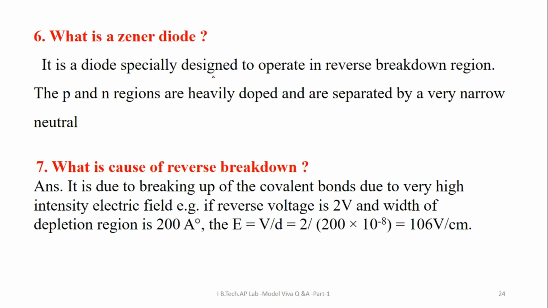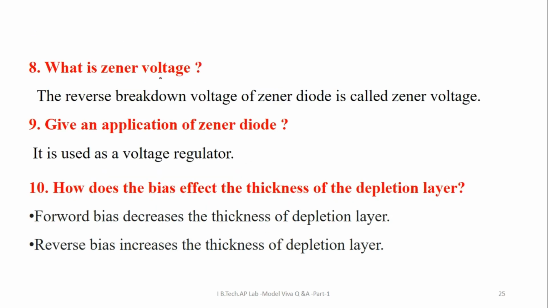So what causes a reverse breakdown, especially in the case of a zener diode? It is due to the breakage of the covalent bond due to a very high intensity of electric field. If we apply more and more electric field, there will be a breakdown. Then what is zener voltage? The reverse breakdown voltage of a zener diode is called zener voltage.